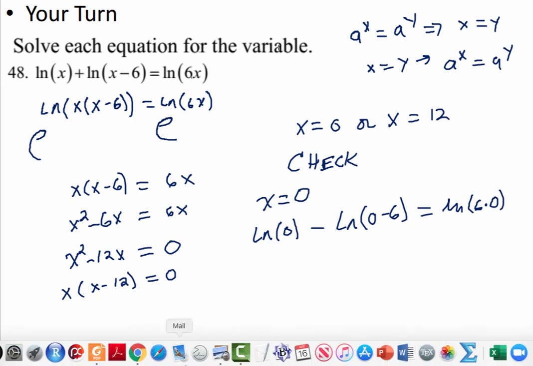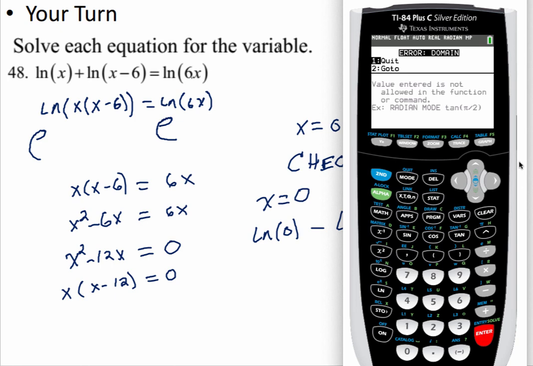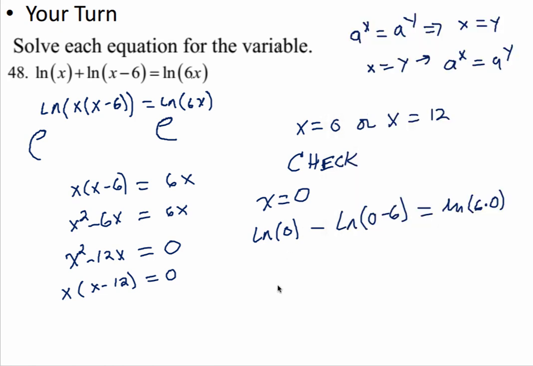Why? Well, hopefully you remember something about the domain and the range of the logarithmic functions. But just in case you don't, you can go check it on your calculator. You go ln of 0. And it goes, yeah, no, error domain, not a valid entry. Yeah, you can't do this. Don't ignore the rest of that stuff, all right? So ln of 0 is undefined.